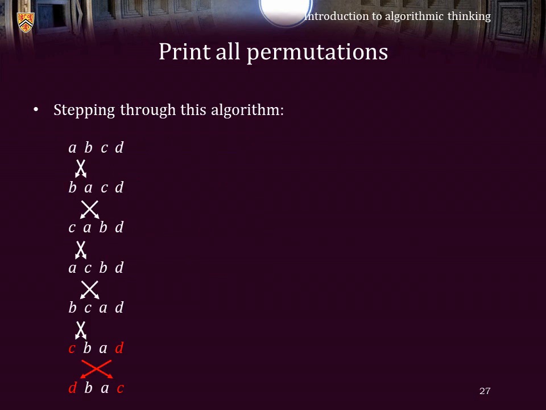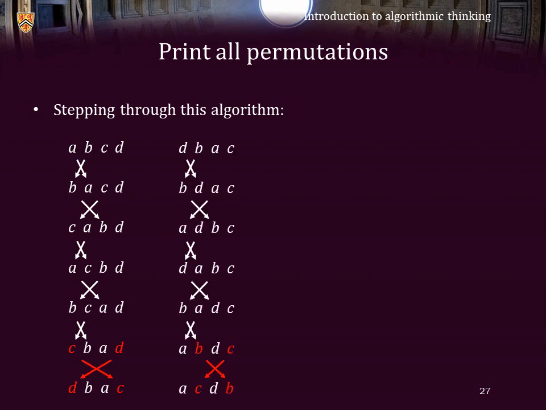So let's see how this works. We start with A, B, C, and D, swap the first two, swap the first and third, swap the first two, swap the first and third, swap the first two. Now we swap the first and the fourth entries. So now we have 6 permutations and a seed for the next operation. So swap the first two, swap the first and third. Swap the first two, swap the first and third. Swap the first two. This produces the next 6 permutations.